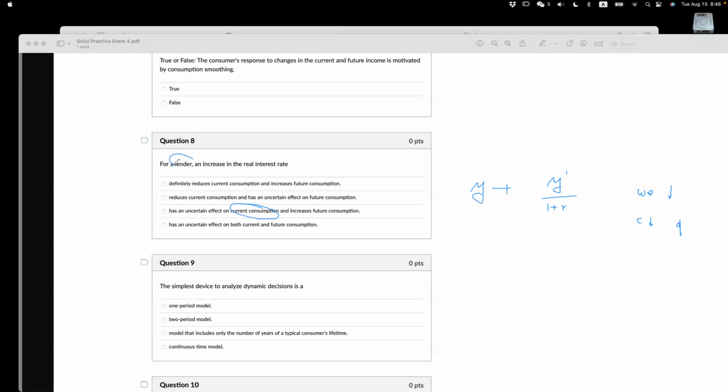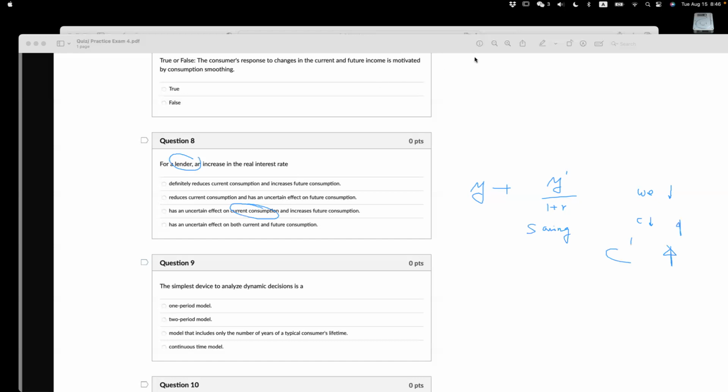Remember, this is a lender, meaning for now, the consumer is saving some money. If they save, and then the increase in interest rate, okay, that's going to lead to higher future income. So it leads to higher future income. Hence, the C prime is going to increase. Right.